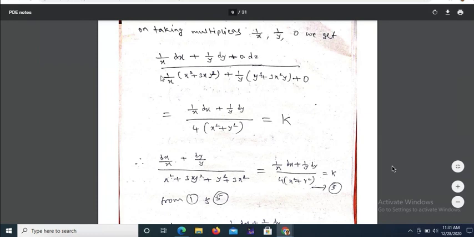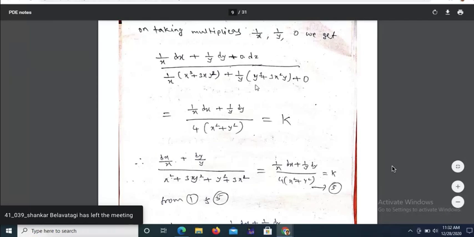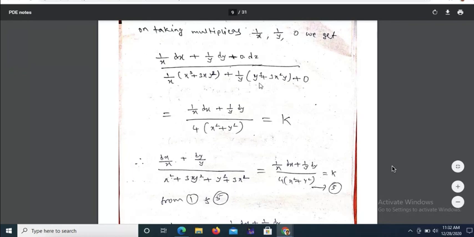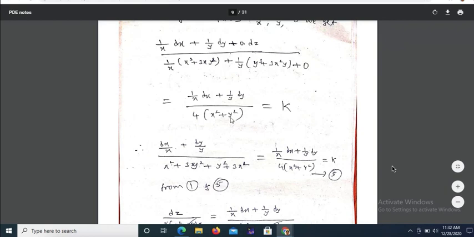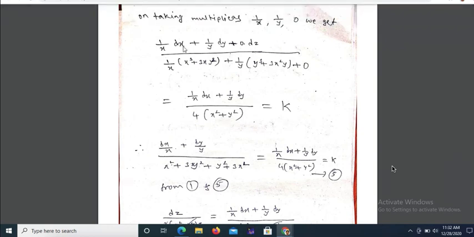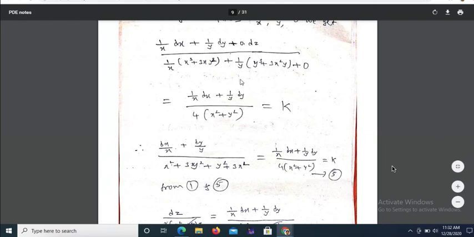So hence this is 1 by x into (x cube plus 3xy square). If you multiply by 1 by x, what are you going to get? x square plus 3y square, x gets cancelled, and then y power 4, y square plus 3x square, so you'll get 4x square plus 4y square. You just do that, 4x square plus 4y square you'll get. So I've taken 4 outside, equal to k. Simply I consider it as k. So this one equal to k, you can call it equation 5.